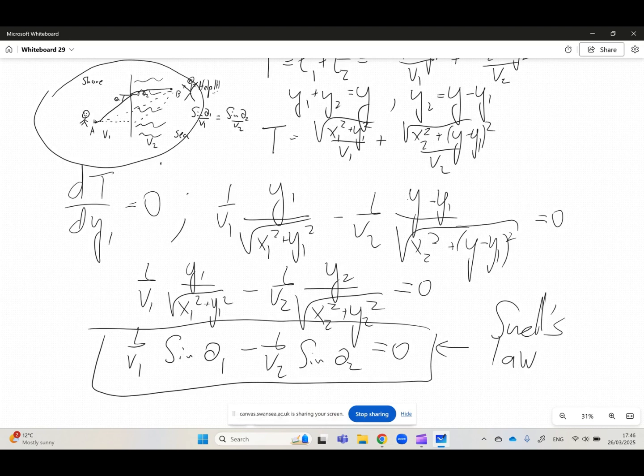And light does the same thing, which is amazing because what it means is that light travels between the initial point A and the final point B at a minimum time. How does it know? That's a very interesting question that I will not answer.